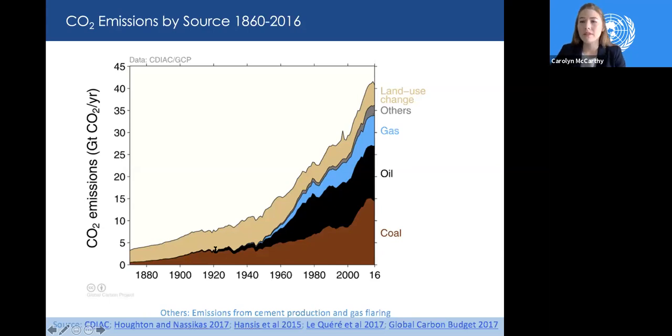But where does all of this CO2 come from? This graph shows the sources of CO2 from the year 1860 to 2016. You can see that there has been lots of growth in coal, oil, and gas over the past 100 years. Comparatively, land use change emissions, which is primarily from deforestation, has not grown as substantially and may even be declining. But the primary contributors to CO2 emissions are the fossil fuels, which you can see in brown, which is coal, oil is in black, and gas is in blue.